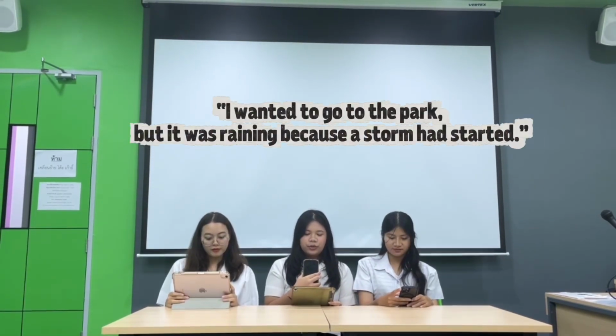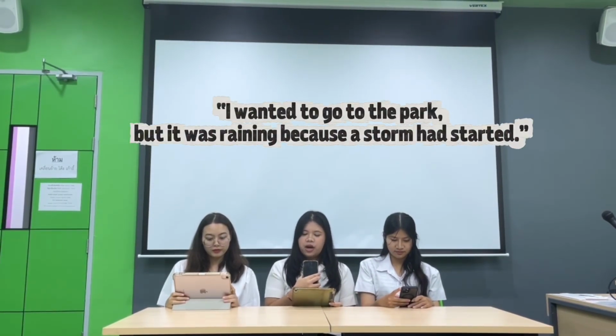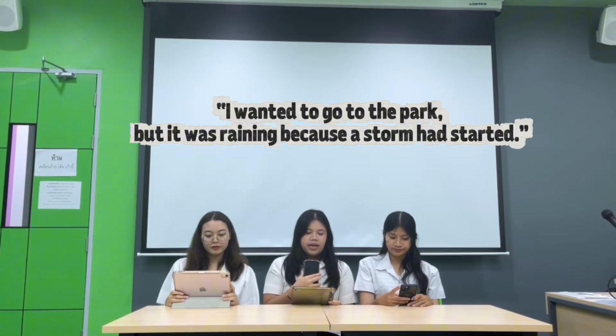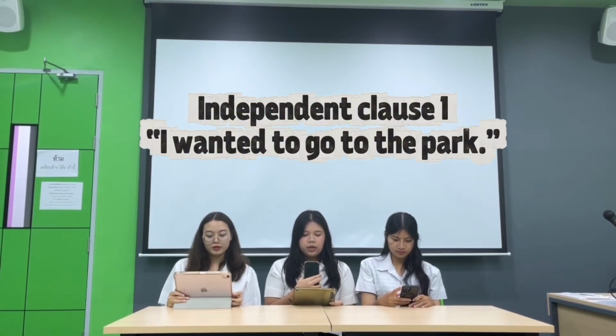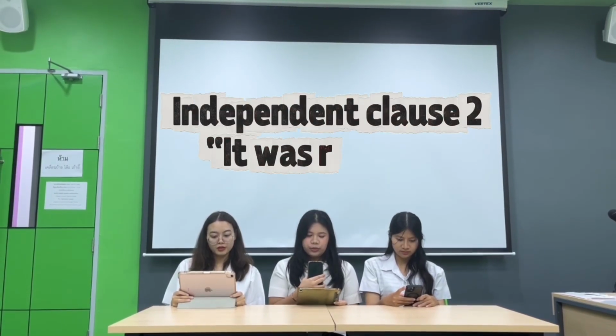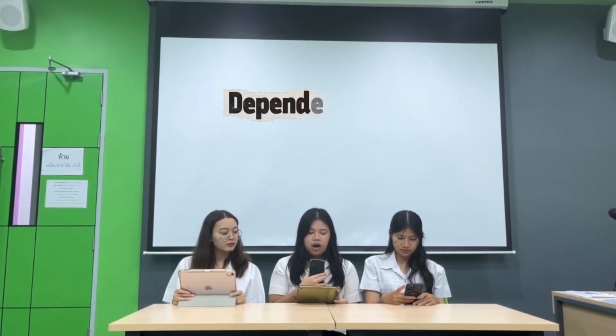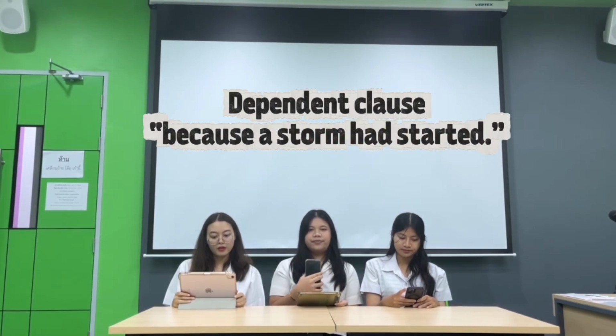Sounds pretty cool, right? For example, I wanted to go to the park, but it was raining because a storm had started. Independent clause 1. I wanted to go to the park. Independent clause 2. It was raining. Dependent clause. Because a storm had started. Boom! Now you've got a sentence with two independent clauses and one dependent clause. This gives you a lot of information in a smooth flow. You can express multiple ideas and details all in one sentence. This is the kind of sentence that makes you sound like a pro.